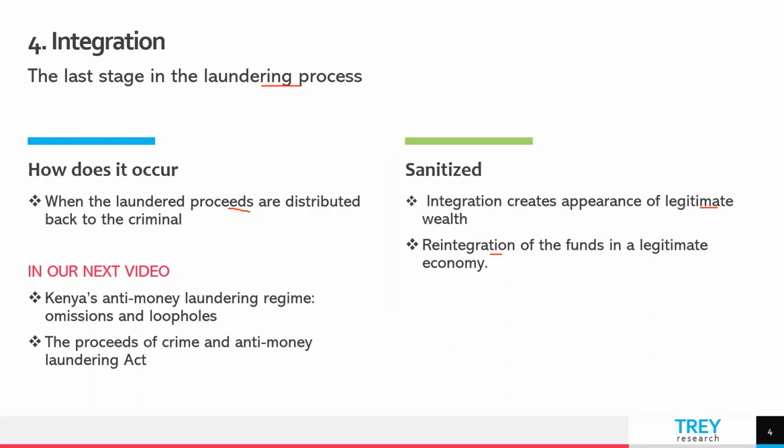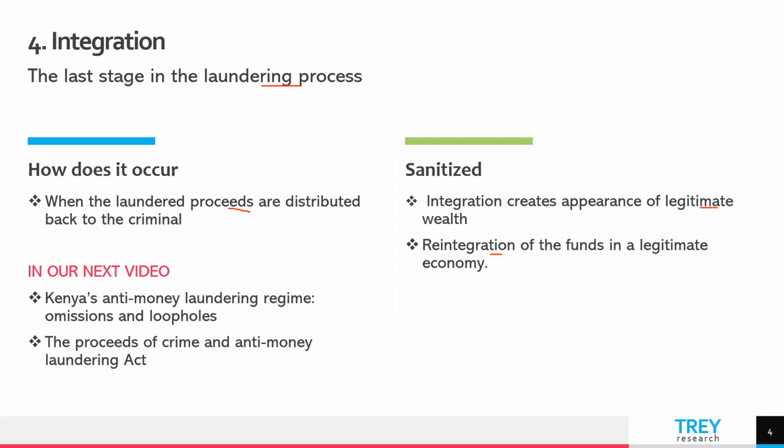Someone is operating an expensive salon. They are not looking for customers or anything. They're simply cleaning up the money they stole, and they're making it appear legitimate wealth, meaning that when you meet Okello, you're able to say Okello runs a salon, Okello has a showroom in Nairobi. So this is how this thing is done.